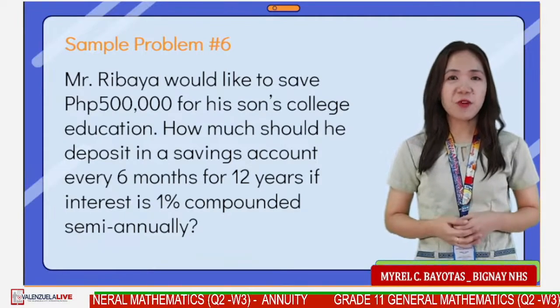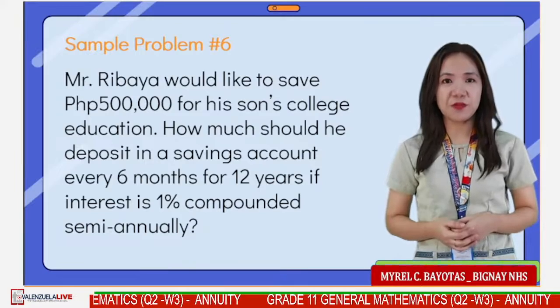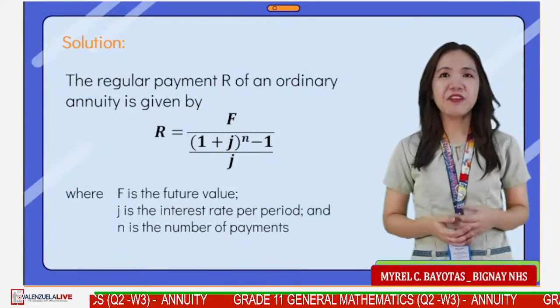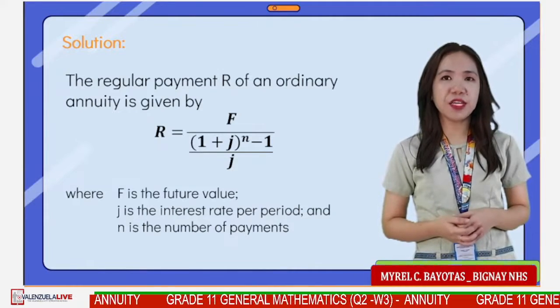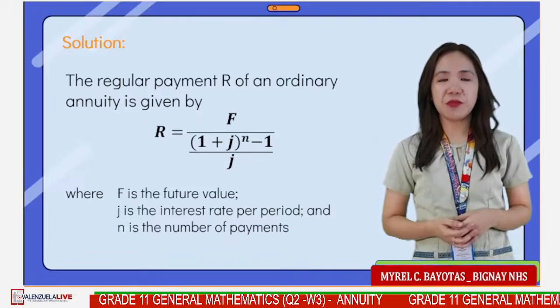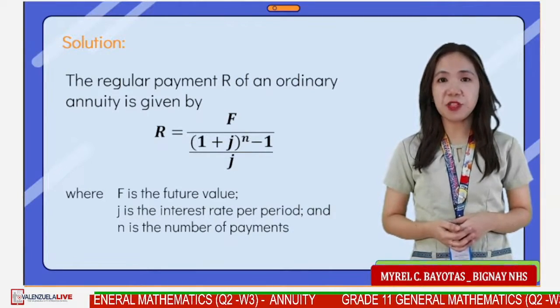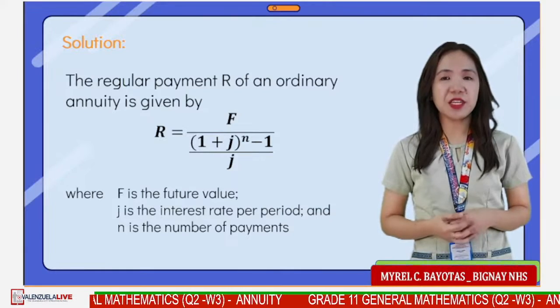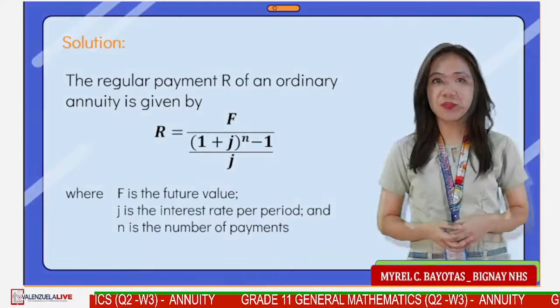Let's have a look at the formula for periodic or regular payment given the future value. The regular payment R of an ordinary annuity is given by R equals F over the quantity of 1 plus j raised to n minus 1 all over j, where F is the future value, j is the interest rate per period, and n is the number of payments.